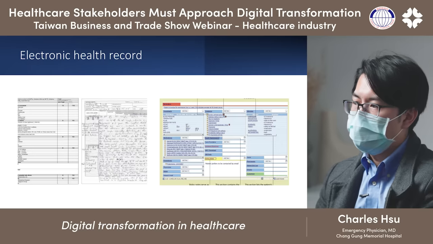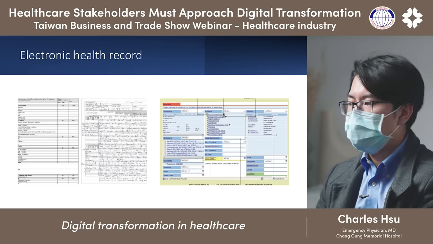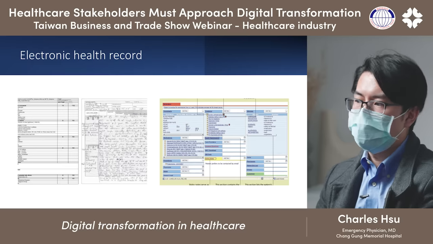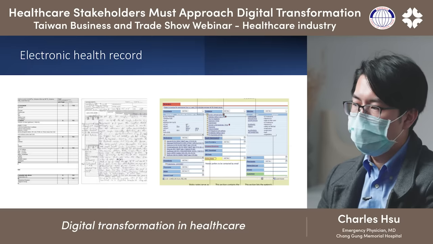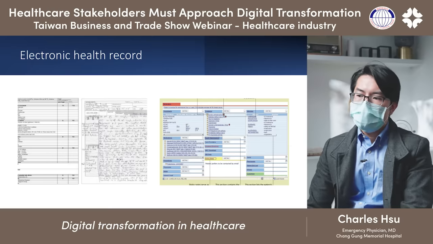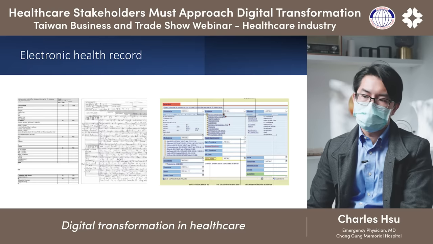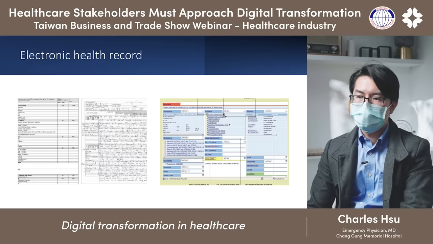Electronic health record is the earliest digital transformation in healthcare. In the last century, most medical records were written on paper, which makes them hard to store and hard to use. So the electronic health record developed for decades, and there are some problems with it. We'll talk about that later.